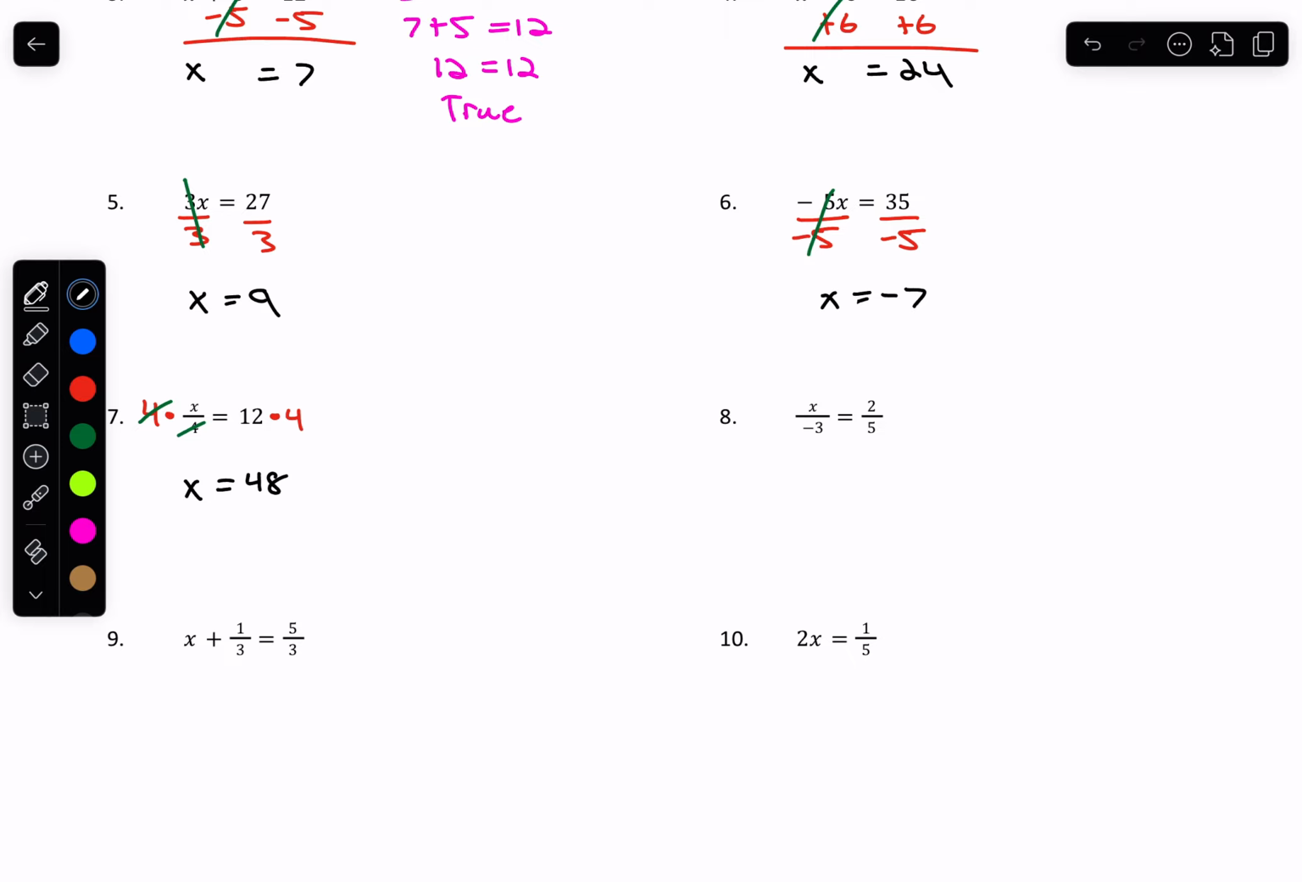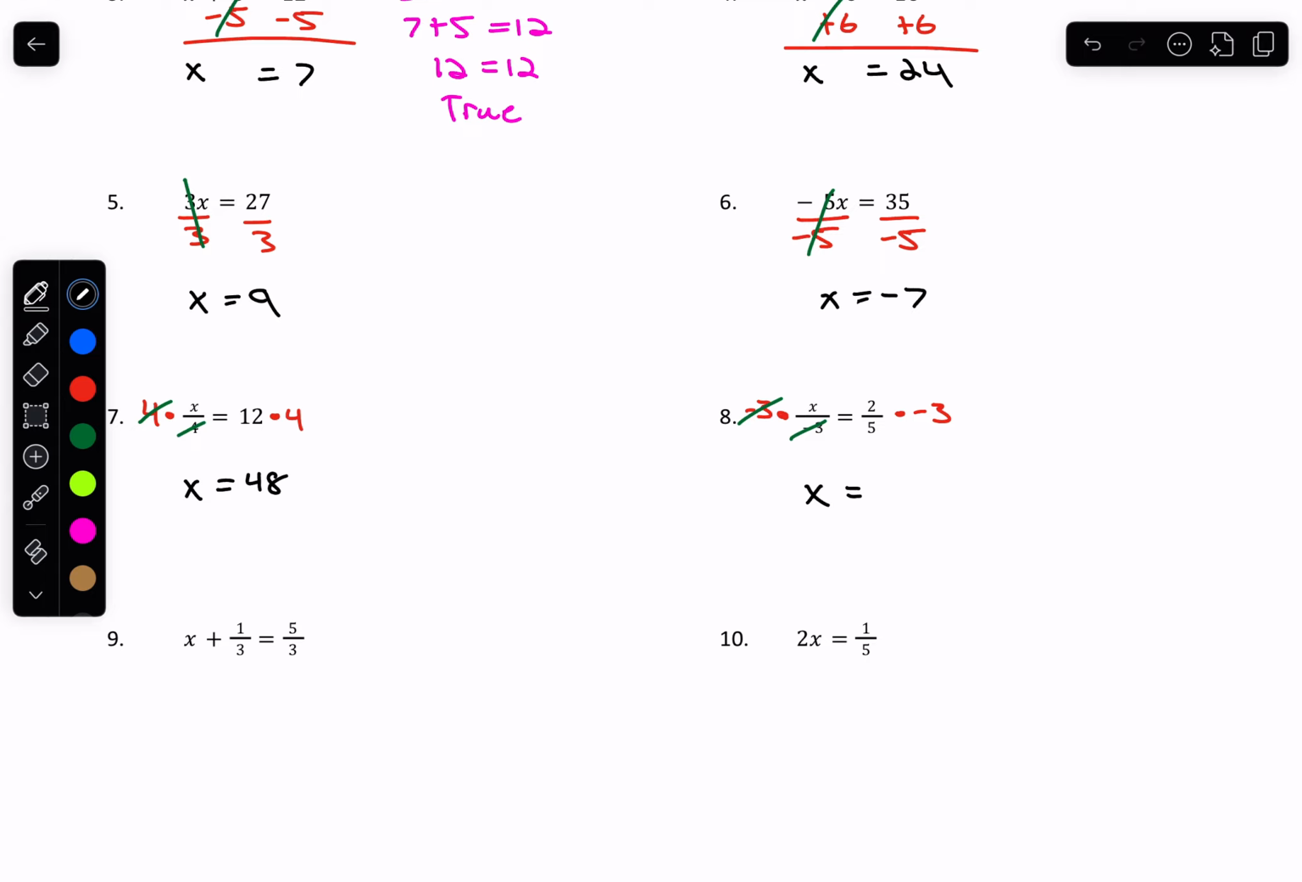Number 8, we now have x over negative 3. So x is being divided by negative 3. I'm going to multiply by negative 3, because again, multiplication is the inverse of division. On the left side, these negative 3's divide out to just give me a 1x. And on the right side, 2 over 5 times negative 3.